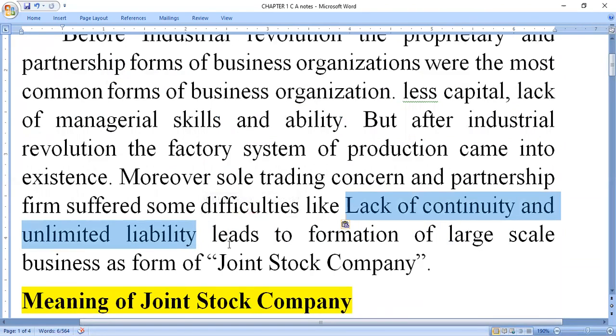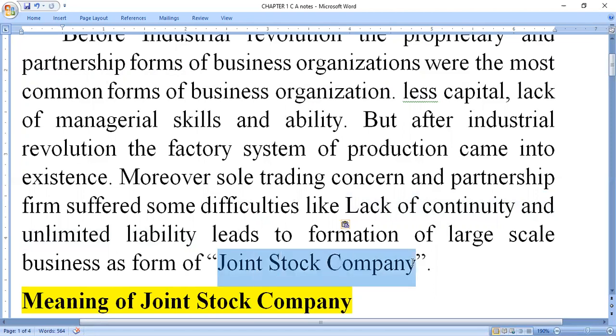So it leads to the formation of a large scale business organization, that is what we call the joint stock company. Because of the disadvantages of the sole proprietorship and partnership firms, the type of business organization called the joint stock company came into existence.